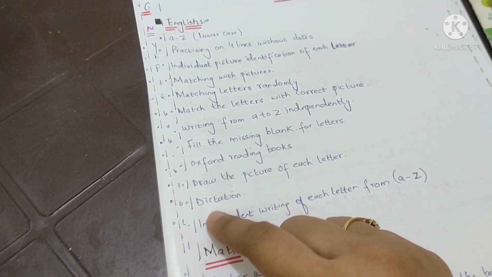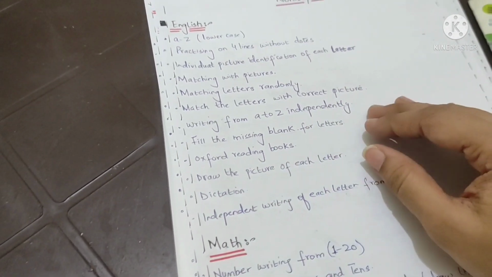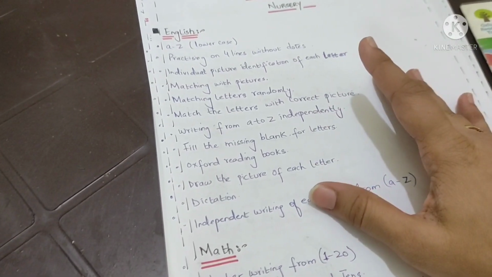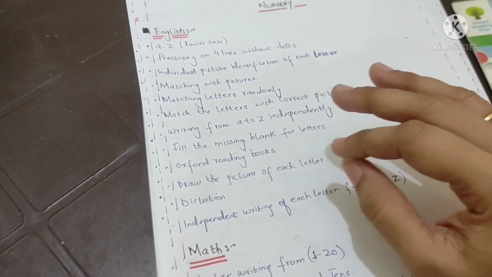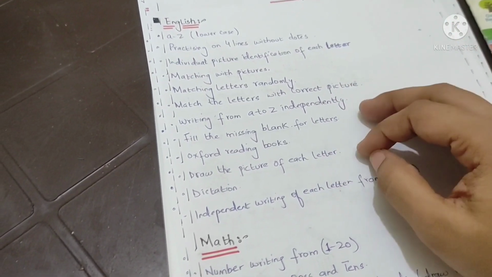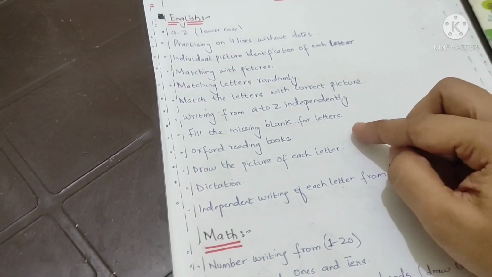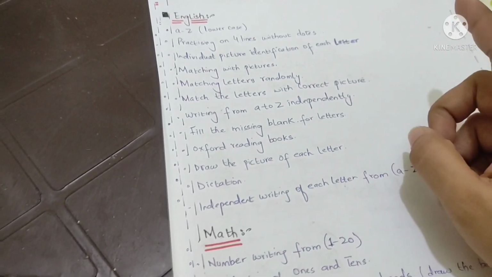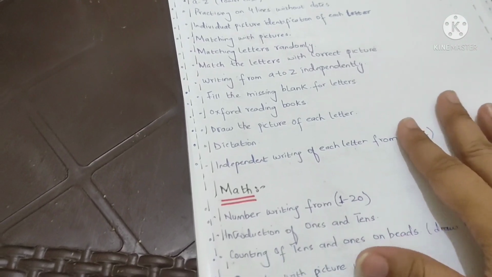The next thing is dictation. Dictation means if you give them a 4-line workbook, tell them write A or write B or write C, and make sure that you are revising the sounds as well. The phonics are very important.